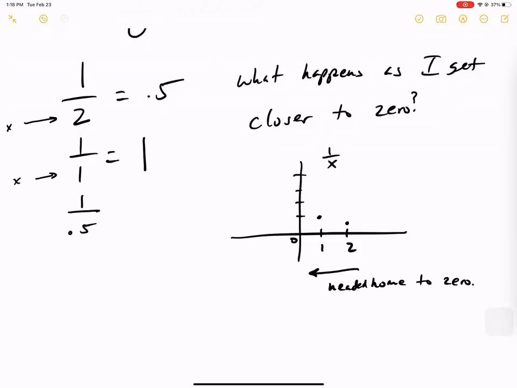What if x was 0.5? How many 50 cents? Isn't 0.5 50 cents? How many 50 cents are in a dollar? There are 2 50 cents in a dollar, right? So at 0.5, we're at 2.